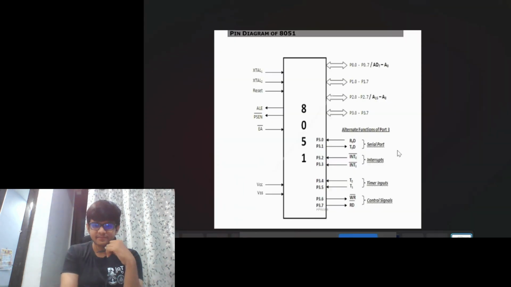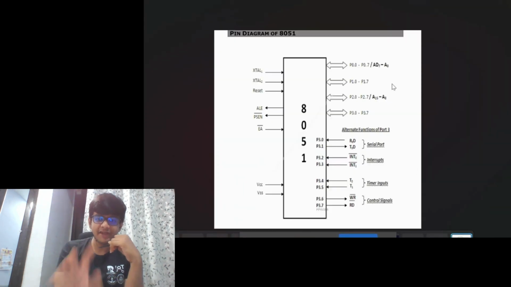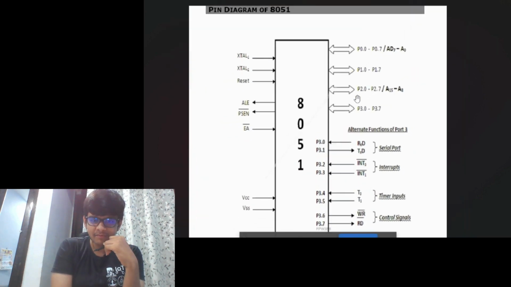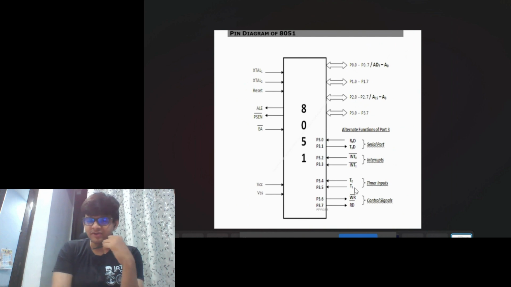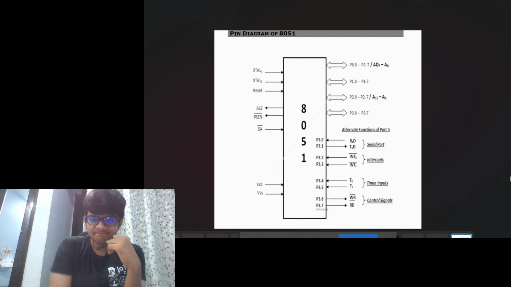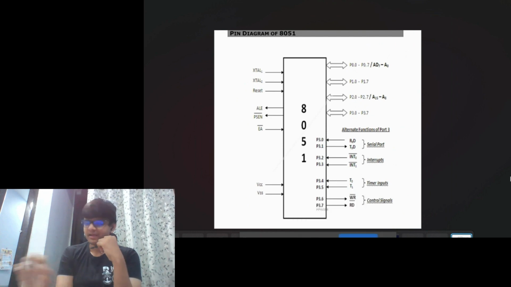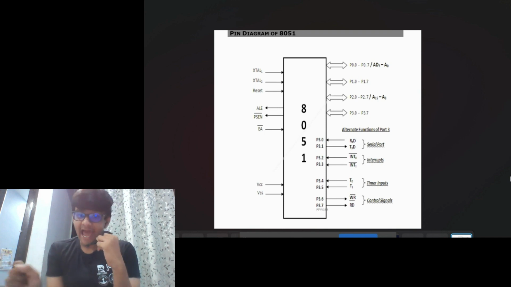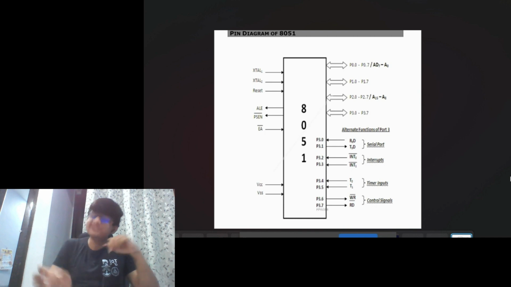So let's start with the 8051 pin diagram. This is the pin diagram of the 8051 40-pin IC. Before that, I want to show you something: there are two types of registers. The RAM has registers which store data. The processor has its own registers which also store data.